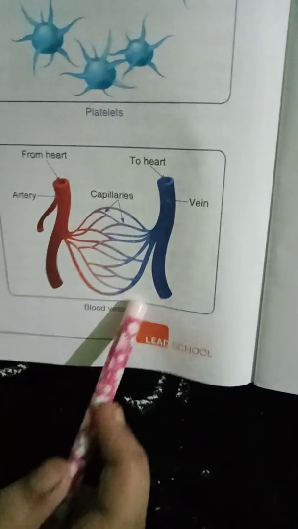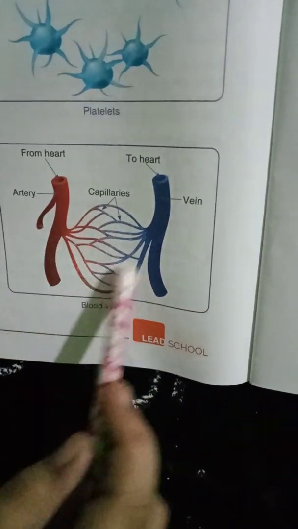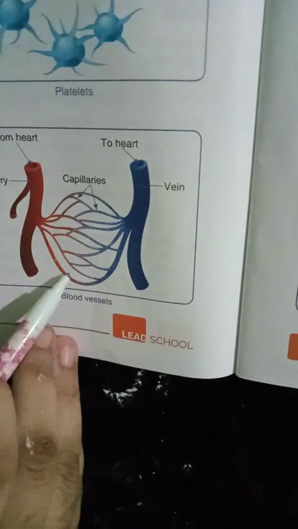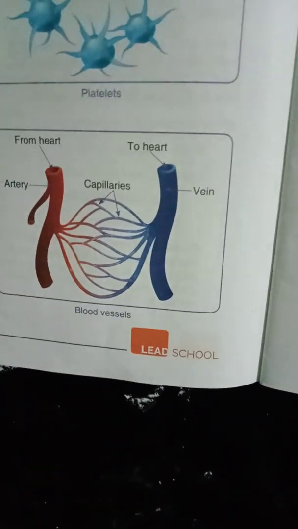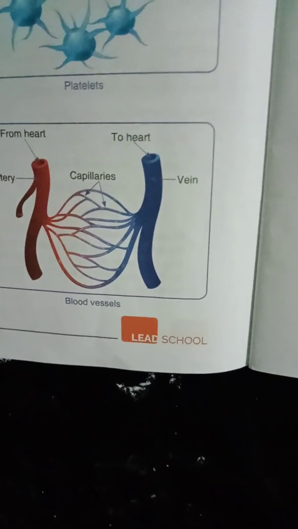Children, these capillaries are very thin tubes. Can you see this? Yes, these capillaries are very thin tubes, and the exchange of nutrients and oxygen also takes place here.